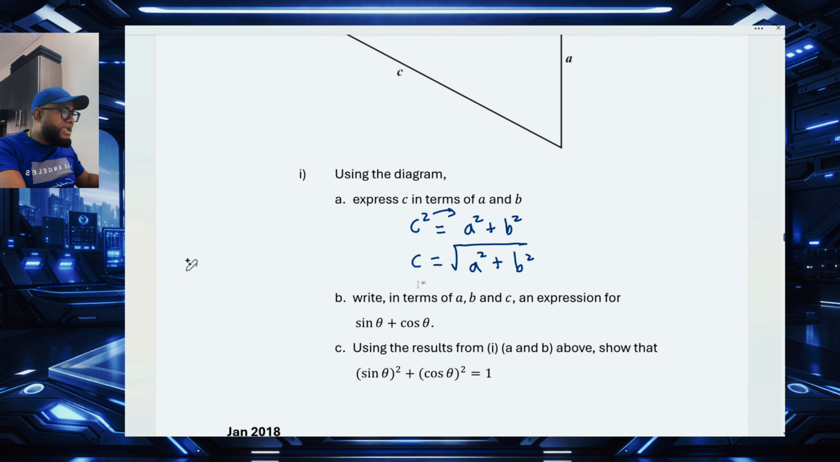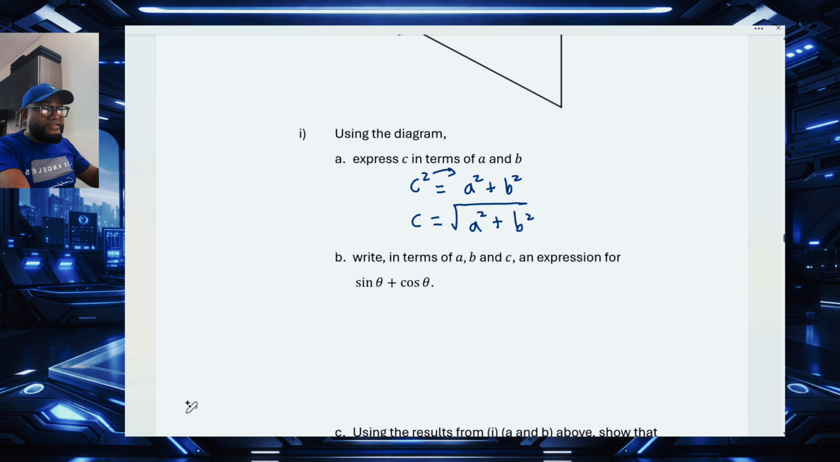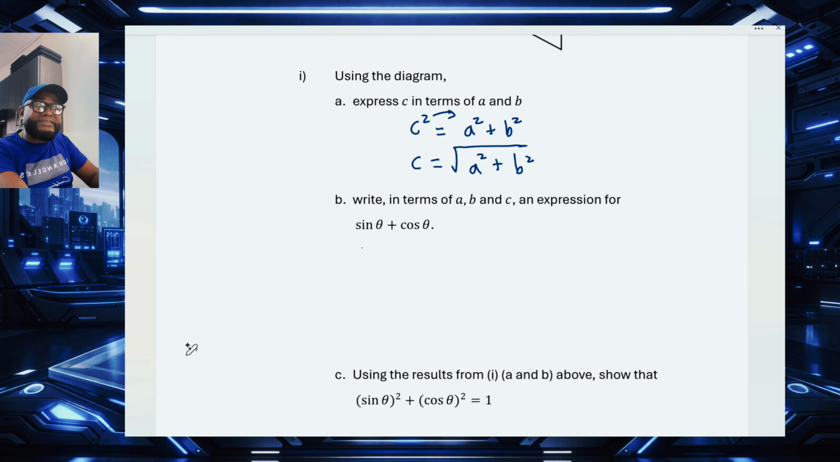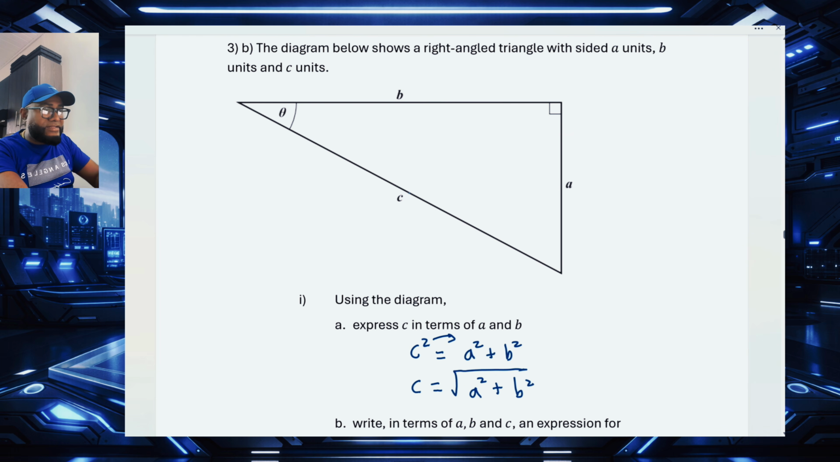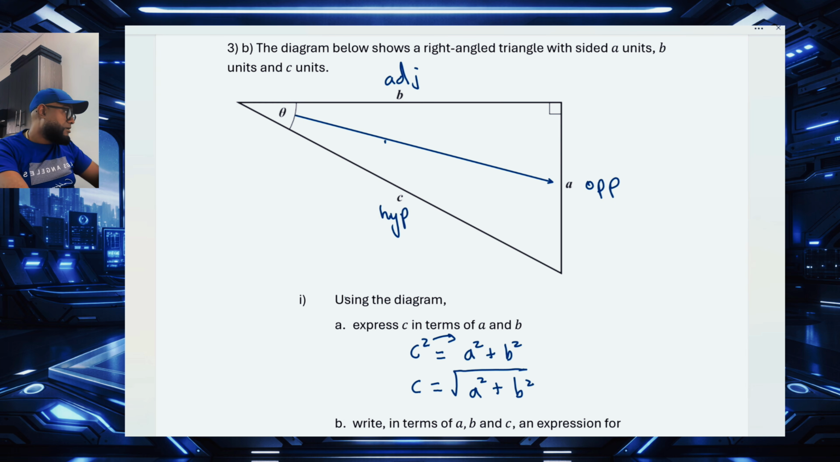Now they say to write in terms of A and B an expression for sine theta plus cos theta. Now you all know sine theta would be equal to opposite over hypotenuse, plus cos theta would be adjacent over hypotenuse. That's what makes this question so cool. What letter represents my opposite here? A. And what will be my hypotenuse? C. And what will be my adjacent? B, right?